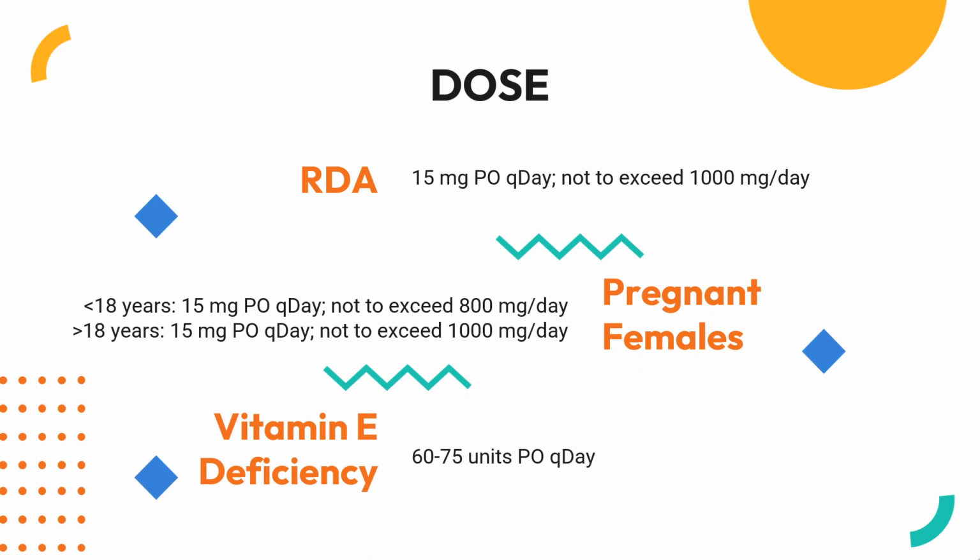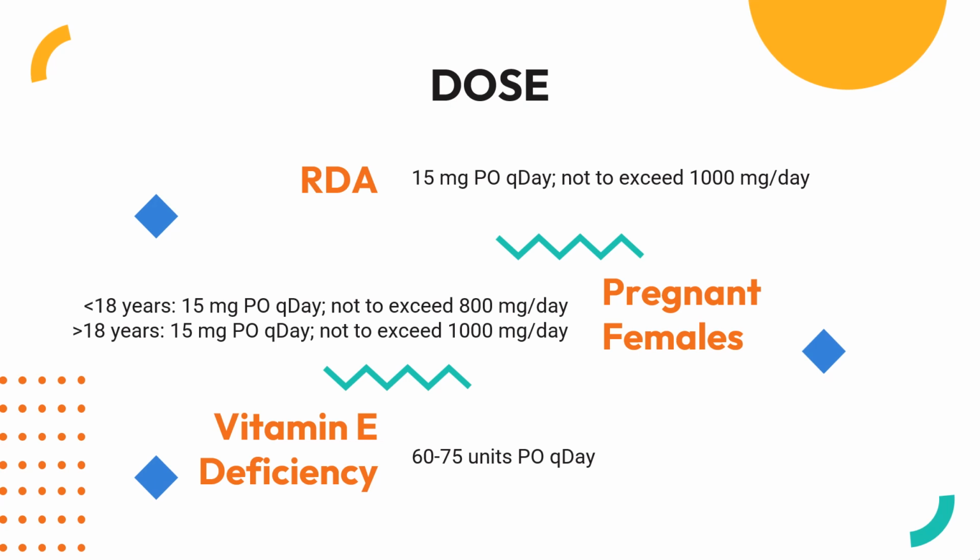Dose. RDA: 15 mg PO daily, not to exceed 1000 mg per day. Pregnant females less than 18 years: 15 mg PO daily, not to exceed 800 mg per day. Greater than 18 years: 15 mg PO daily, not to exceed 1000 mg per day. Lactating females less than 18 years: 19 mg PO daily, not to exceed 800 mg per day. Greater than 18 years: 19 mg PO daily, not to exceed 1000 mg per day.